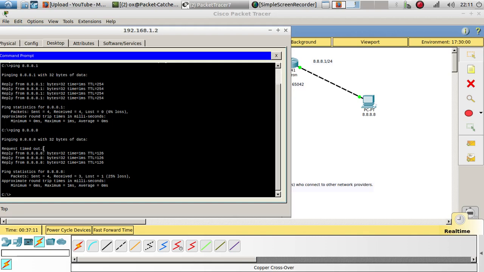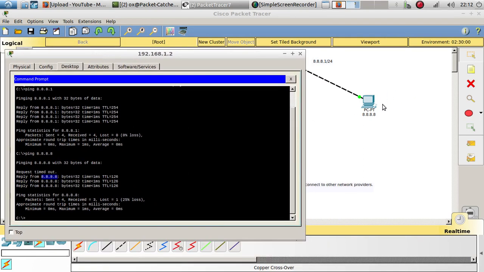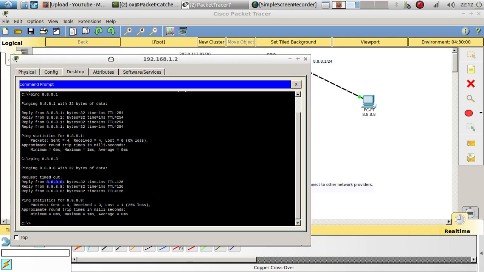We did that ARP to figure out whose MAC address is this one, and then after we find out whose MAC address it is, we completed that packet and sent it over our BGP network, and it was able to reach this computer over here, and this computer was able to reply.